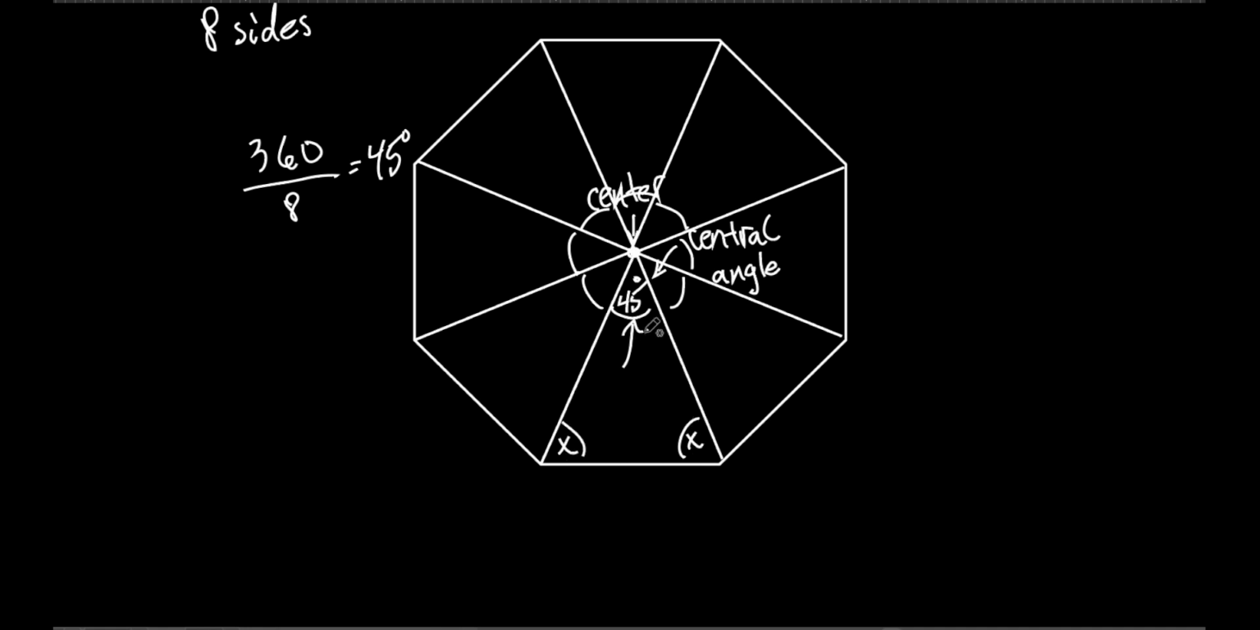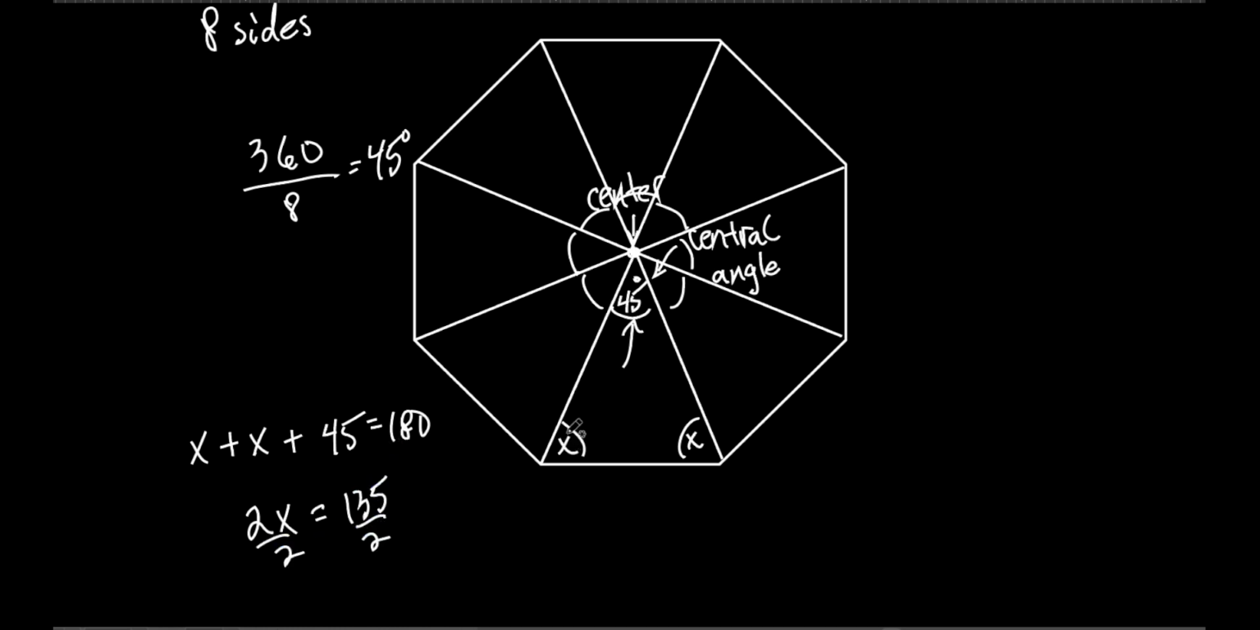So if this is X and this is X, how in the world do I find what X is? Well, look, I've got a triangle now, don't I? Everybody see that? So X plus X plus 45 equals 180. Here's the triangle right here. Those 3 angles of the triangle add up to 180. So I add them up. X plus X is 2X, and then plus 45 equals 180. So subtract 45 from both sides. What's that? 135. And then divide by 2.